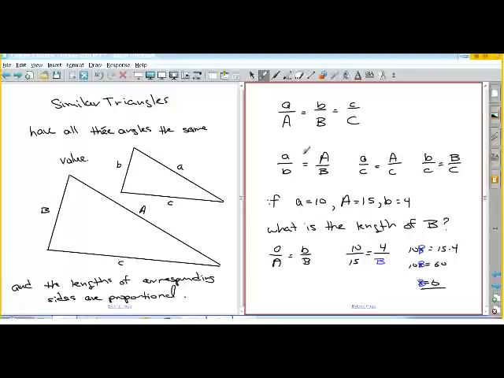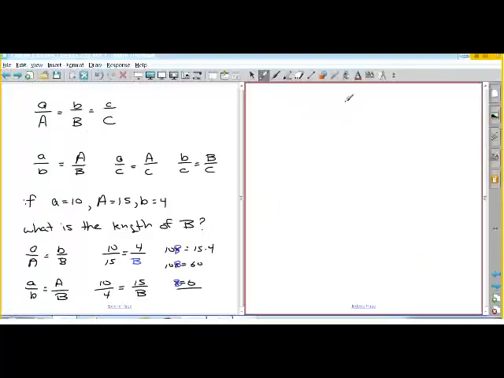The other way would be this one, for the second way of looking at the ratios. So we're going to use a over b is equal to capital A over capital B. So small a is 10 units, small b is 4 units, capital A is 15 units, and I don't know side B again. So again, I cross multiply, and I'll get 10B is equal to 15 times 4, and you can see it's the same thing that we got before, same equation. So you still get B is equal to 6.